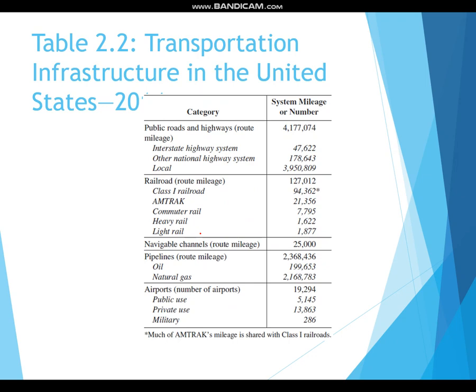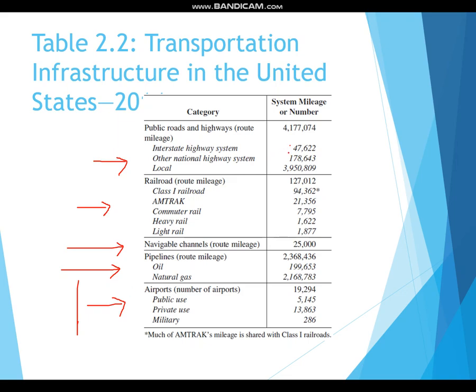I'm going to move to the next one. Here we're talking about mileage. How many miles of facilities or supply do we have in the United States? We start with highways, and then rail, then marine, some channels and waterways. Talking about goods again, we have pipelines. And finally, we have airports. So these are the mileages.